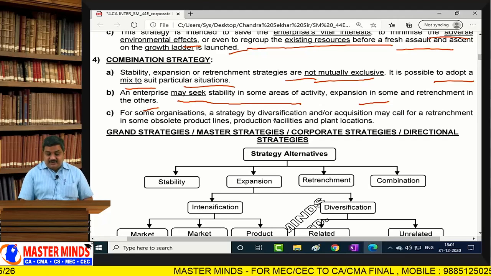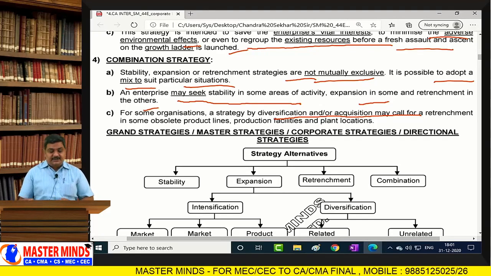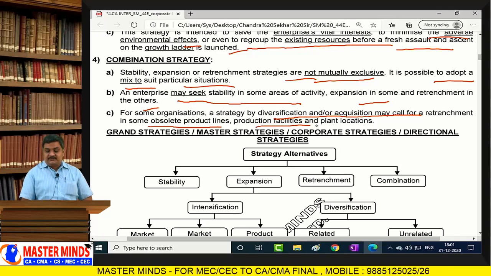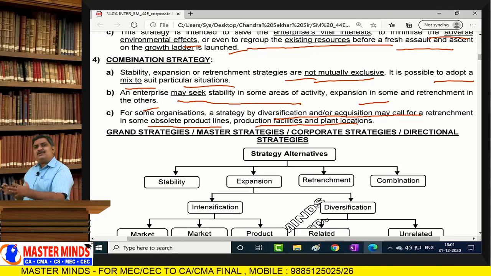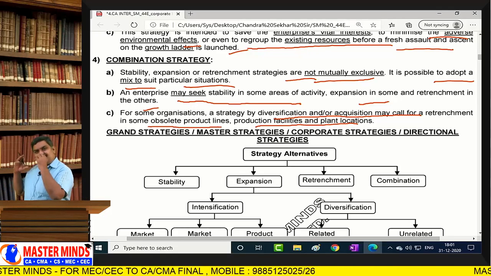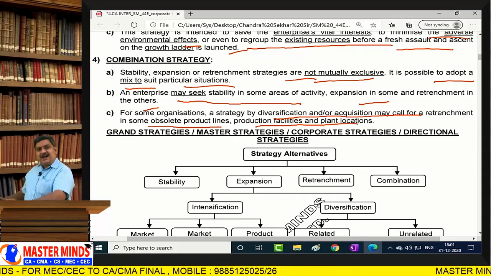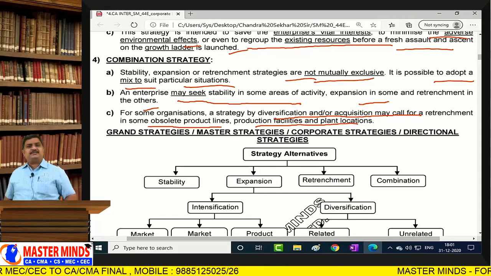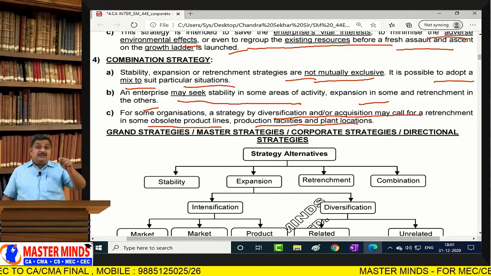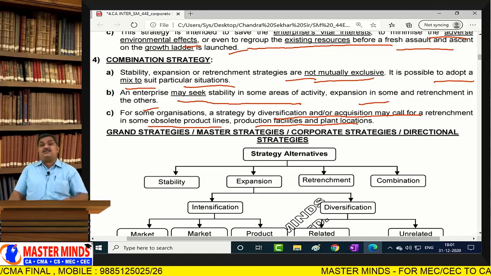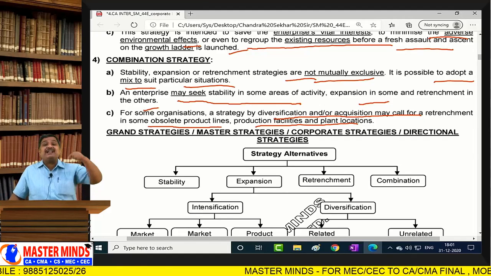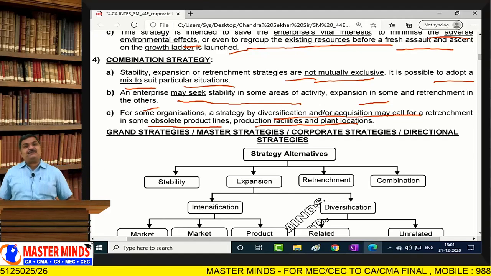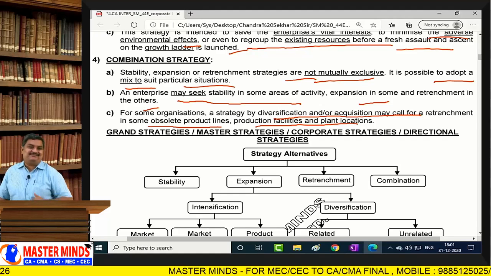For some organizations, a strategy of diversification or acquisition may call for retrenchment in some obsolete product lines, product facilities and plant locations. That I have already told you. For example, if two of my businesses are not doing well, there is nothing wrong in selling or closing those businesses and investing that money in a new business. The wisdom and intelligence of a businessman lies in playing this game, the game of business. That is why strategy is the game plan. You learned the definition of strategy in the first lesson. Strategy is a game plan, so this is the game which we need to carefully play.